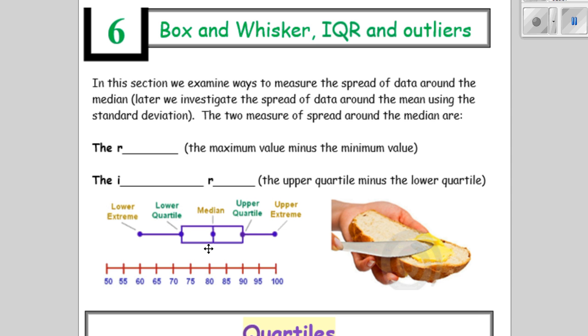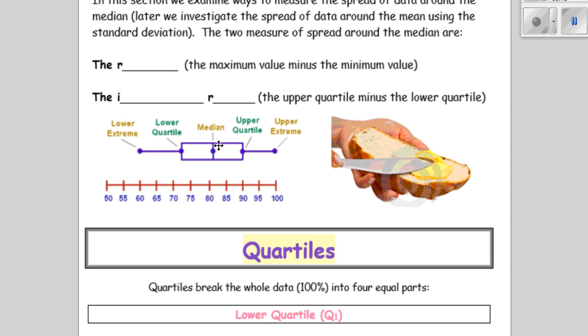Okay, so we've got the median. This little box here is telling you how narrowly spread the middle 50% of the data is. If the data is really close together, then this little box will be really narrow. Here's the box, and here are our little whiskers.